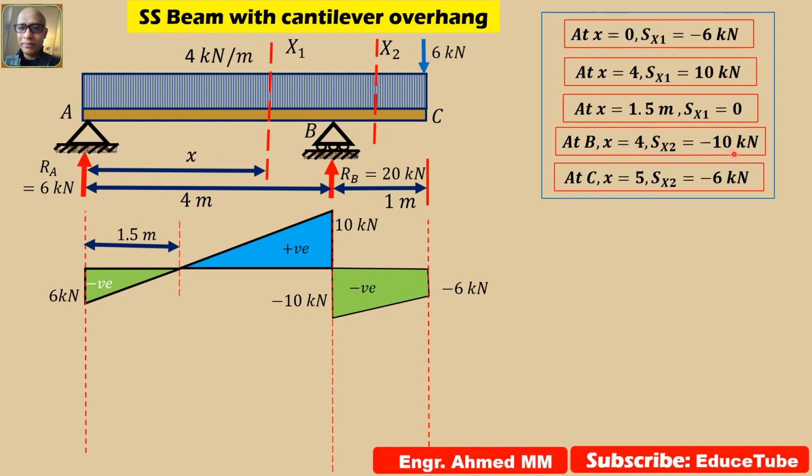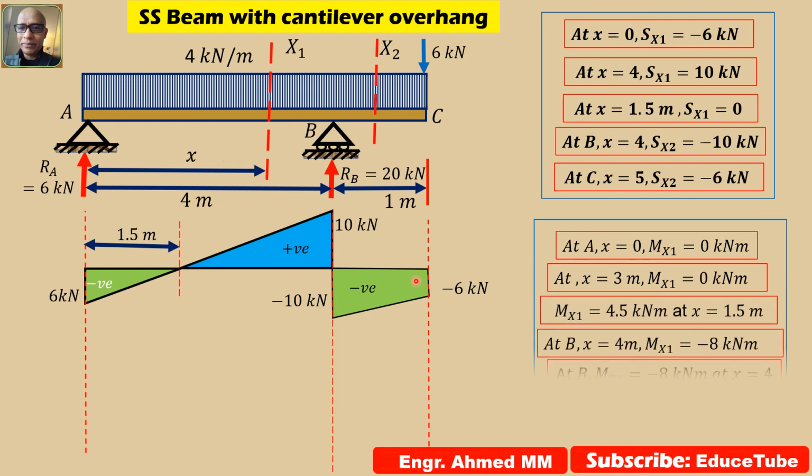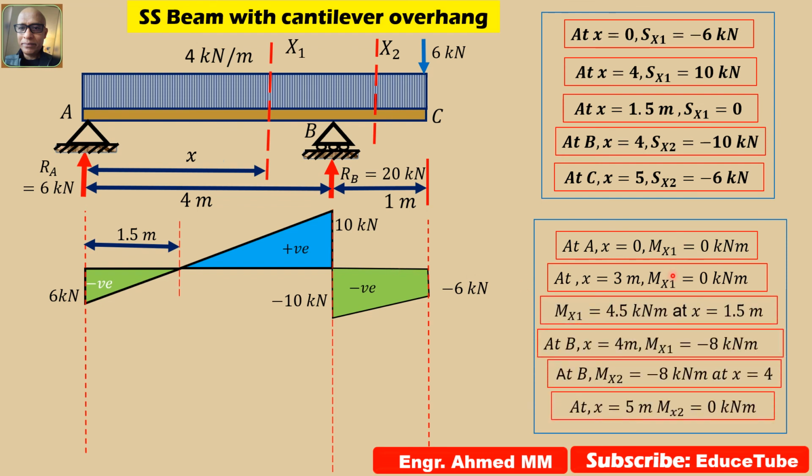And at x equal to 4, Sx2 is minus 10, this one, for the right-hand side, and at C it is minus 6. So we got the full shear force diagram with the magnitudes as well as the sign. Now let's move to the bending moment diagram. These are the values we got in previous slides. So now I will draw the bending moment diagram.